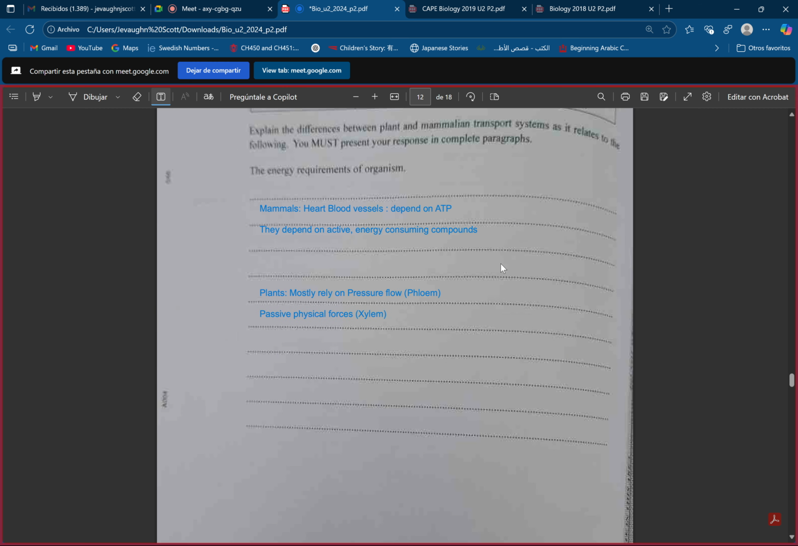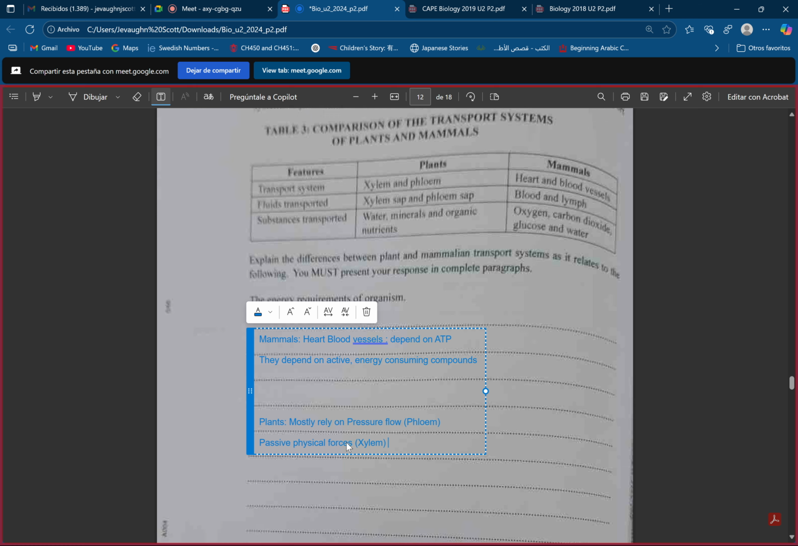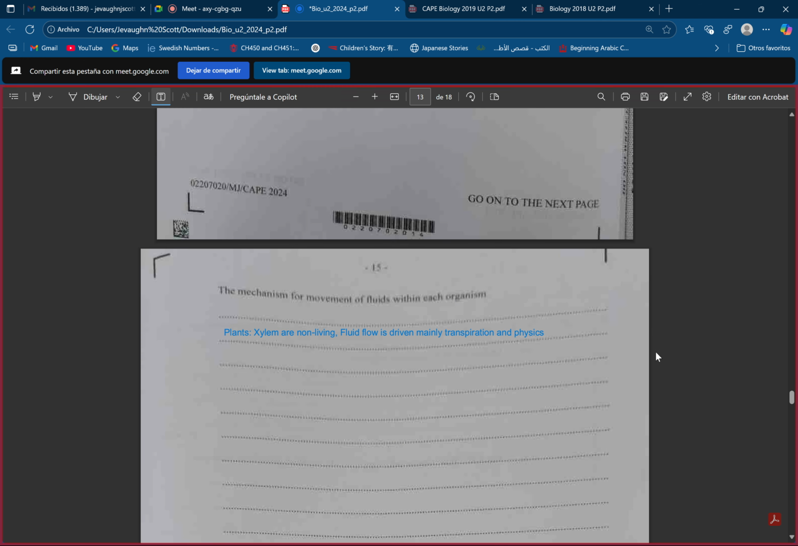That is the case. So here we can speak about the energy requirement, because the xylem is dead. The plants do use ATP for loading and those types of things as it relates to the phloem, but we're just looking at general transportation of fluids. In that case, the major organs that transport fluids would be the xylem, and the xylem are non-living. So you have to speak about the gross difference in the energy requirement for fluid flow in mammals versus plants.